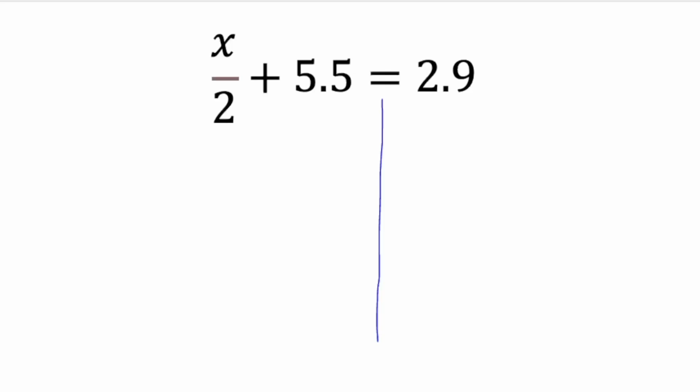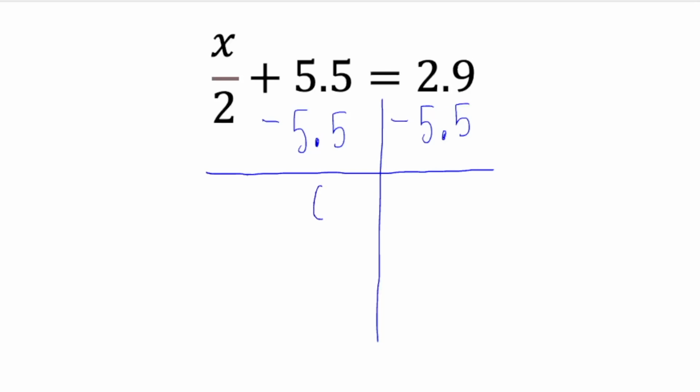First, subtract 5.5 from both sides of the equation. 5.5 is added with the x term. The inverse operation of addition is subtraction. 5.5 subtract 5.5 equals 0. 2.9 subtract 5.5 equals negative 2.6.